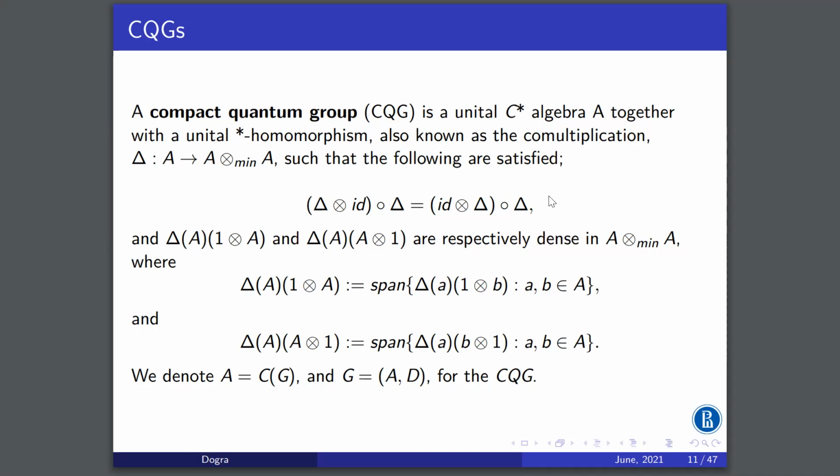relations are satisfied. The first relation is nothing but the co-associativity of the co-multiplication. And these two spaces, which are defined here as the span of these elements, are respectively dense in the minimal tensor product of A with itself. And once we have a C star algebra that satisfies these conditions, we can denote it as a tuple, where A is the base algebra, and, okay, this is a typo, this is delta, and delta is a co-multiplication, a unital star homomorphism that makes it into a compact quantum group.